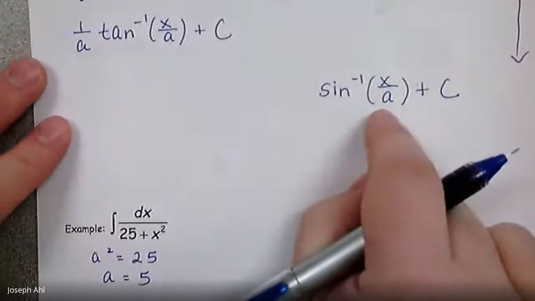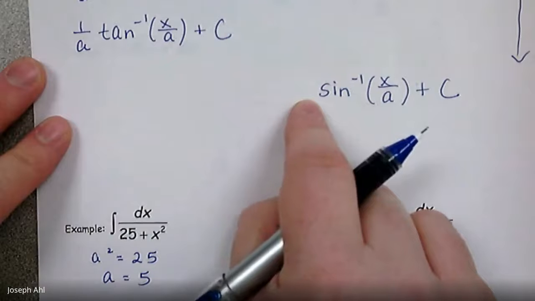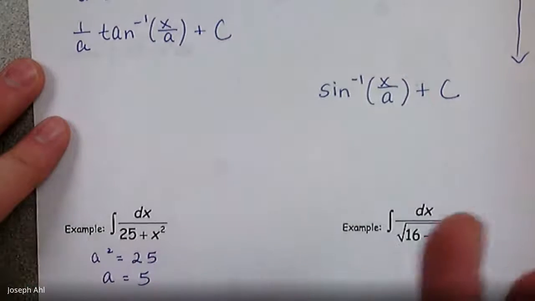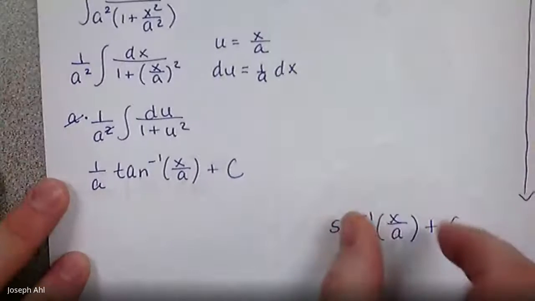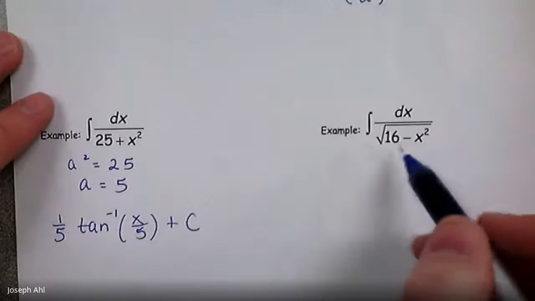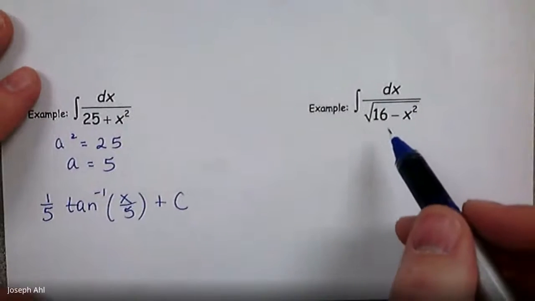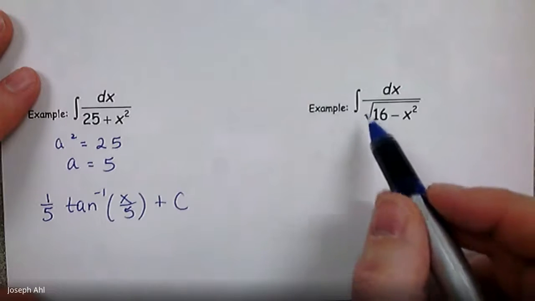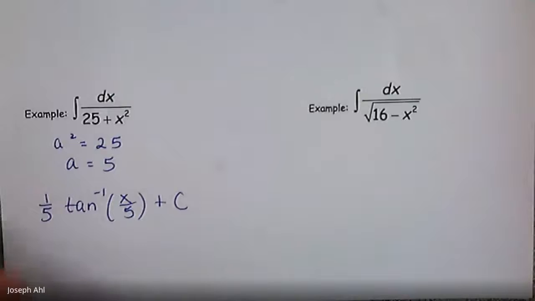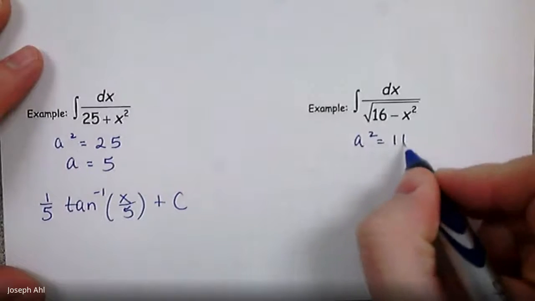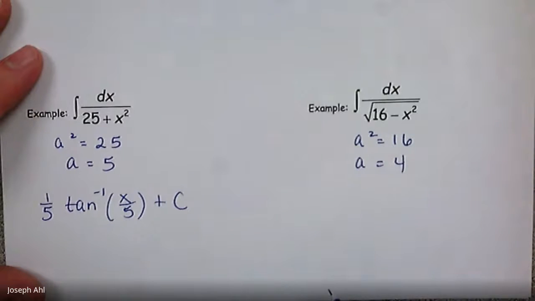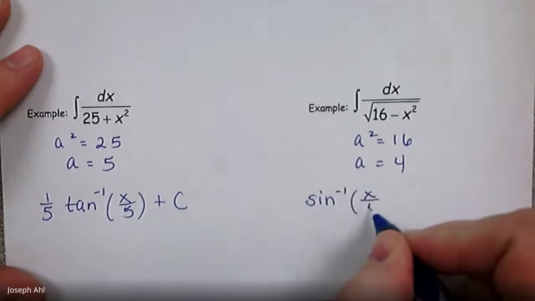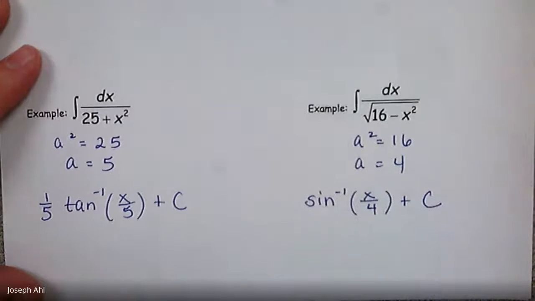But notice how there's not a 1 over a out front. So that's the key difference between those two generalized patterns. Once you go through your derivation, hopefully you'll find that that matches. And then from here, if I wanted to do this specific example without factoring out a 16 and then removing it from underneath the radical, pulling it to the outside, all that business, if we know that a squared in this example is 16, then we know that a is 4. So this very simply becomes sine inverse of x over 4 plus c.